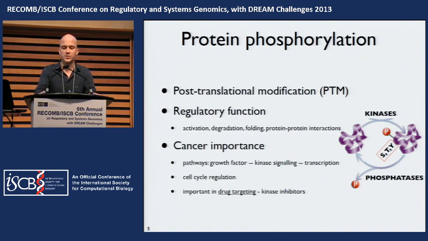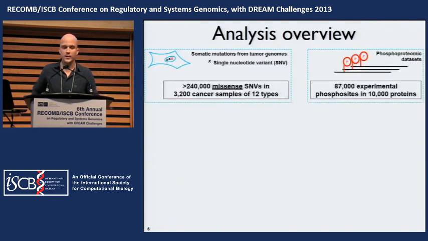Phosphorylation is also central in cancer biology, because many central cancer pathways have phosphorylation events involved, such as the cell cycle. It's also important in drug targeting, because kinase inhibitors are really a center of targeted drug development. So here's a pretty busy slide, which characterizes our analysis.